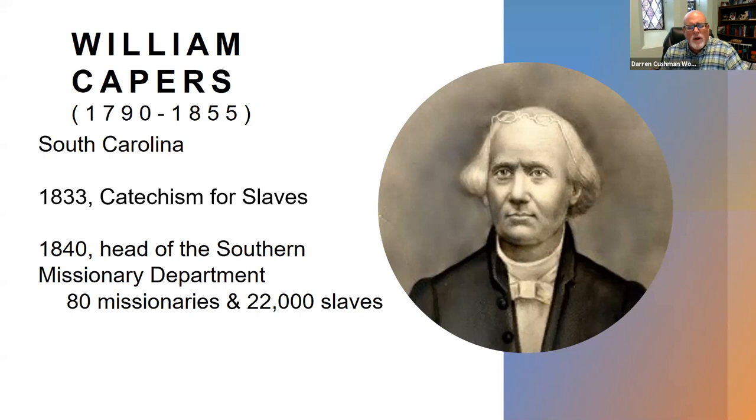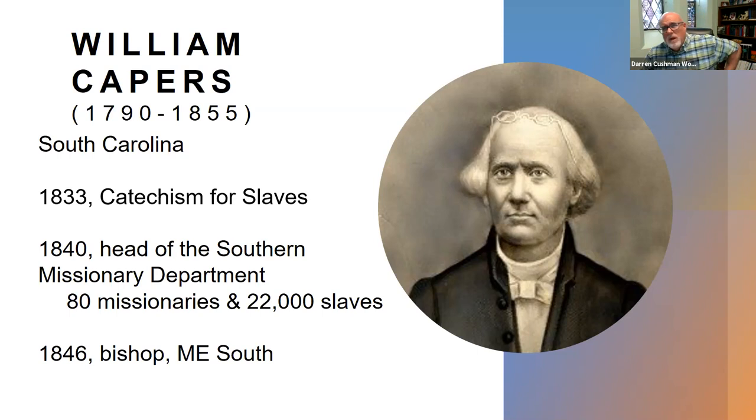By 1840, he becomes the head of a Southern missionary department in the denomination. And within about 3 years, there are up to 80 missionaries across the South who are working with about 22,000 slaves. After the separation between North and South, he will become a bishop in the Methodist Episcopal South. So you have that going on. In addition to that, he'd been a missionary among Creek Indians, I believe, and had promoted missionary work in other nations as well. So that's yet another response to all of that.